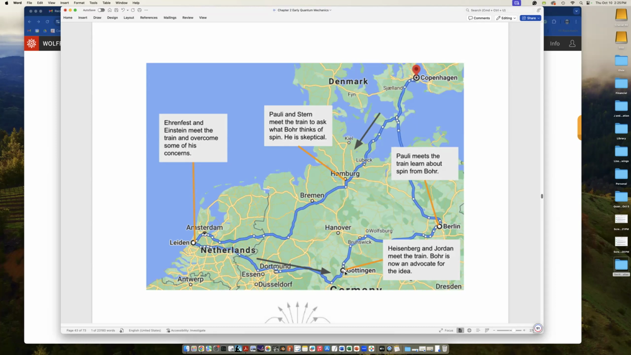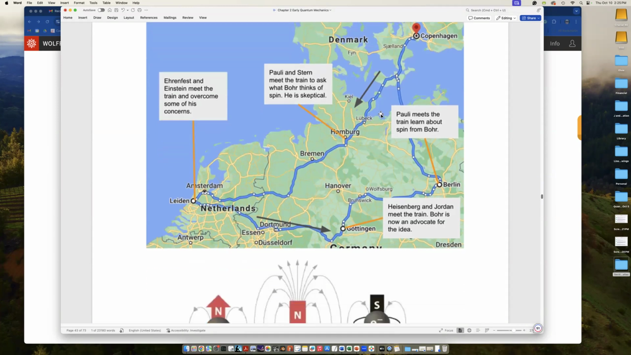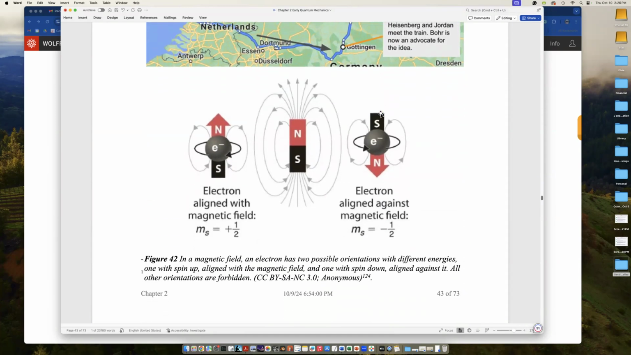Gets back on the train. You see how this is going. He goes to Göttingen, meets Heisenberg and Jordan. Now Bohr is passionate about the idea of spin. It explains a lot. Goes to this meeting in Hamburg. So in his tour around Northern Europe, his mind changed 3 or 4 times. But eventually, the whole community got on board with the idea that there are magnetic properties of electrons.